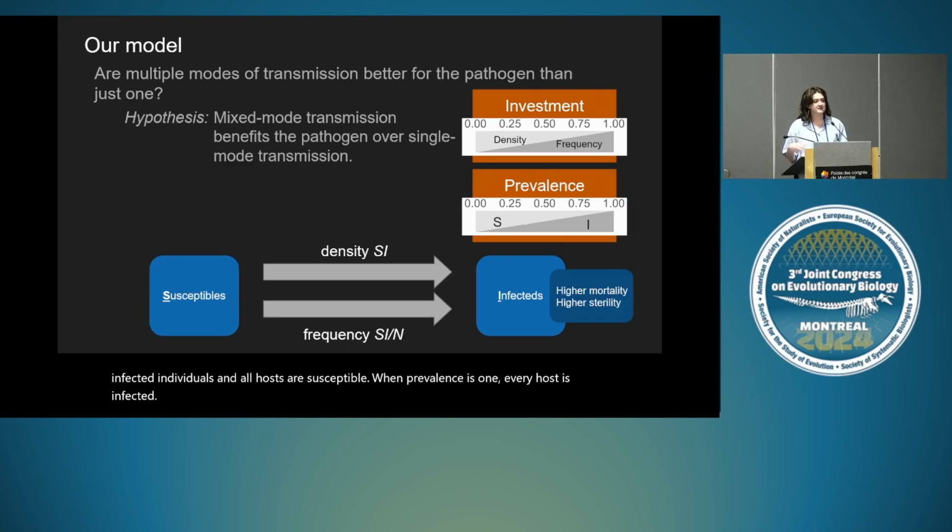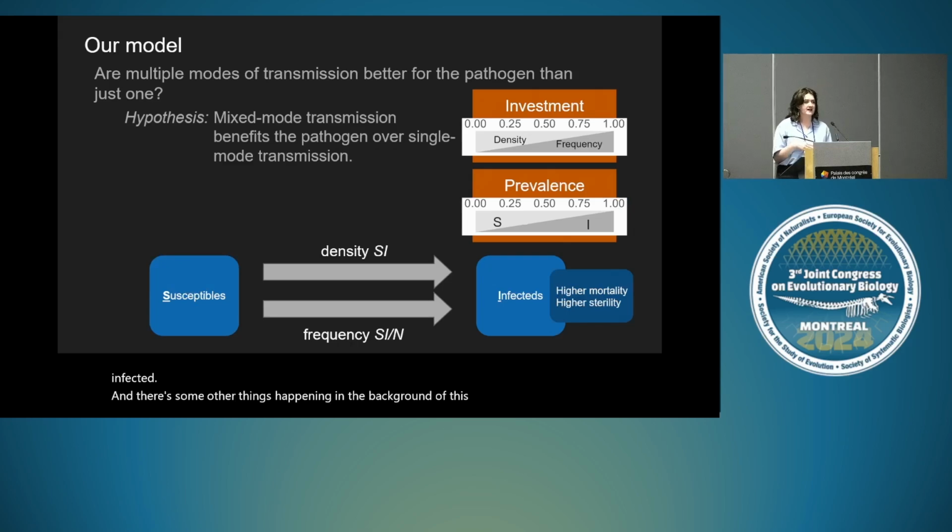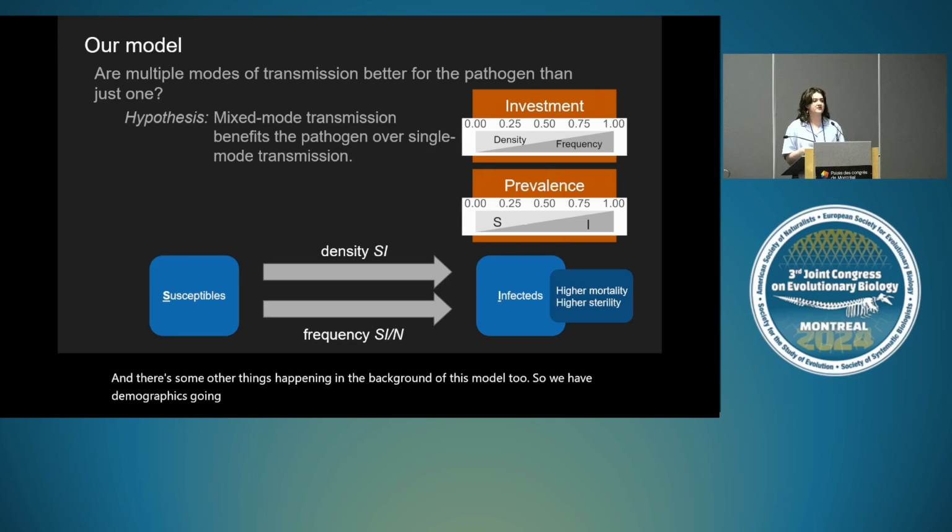And there are some other things happening in the background of this model too. So we have demographics going on. Hosts give birth, they die, and we assume that the disease is virulent, and so infected hosts have a higher mortality than susceptibles, and or a higher sterility, or a lower fecundity is another way to say it. But all hosts experience whatever we've decided the consequence of the disease is.